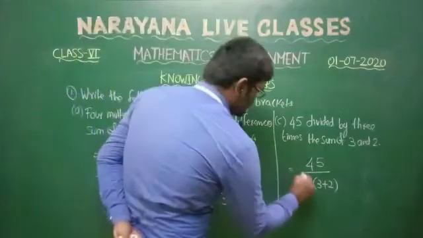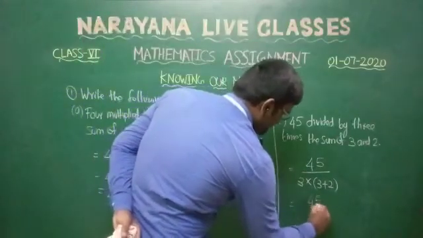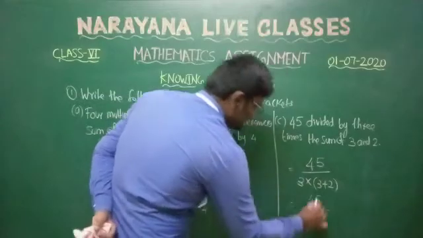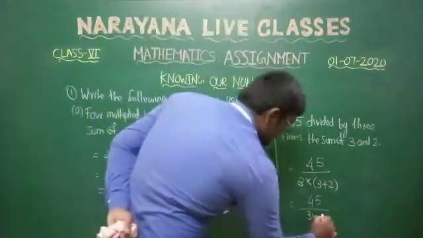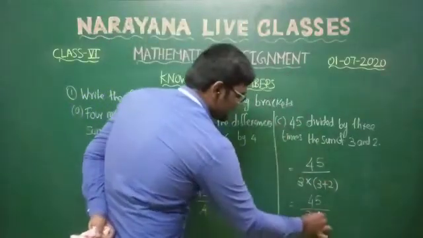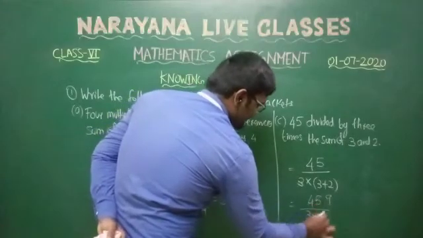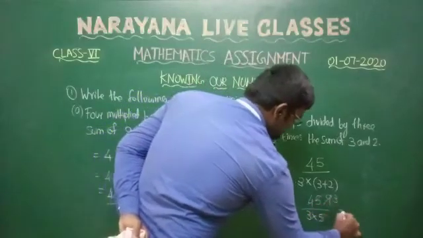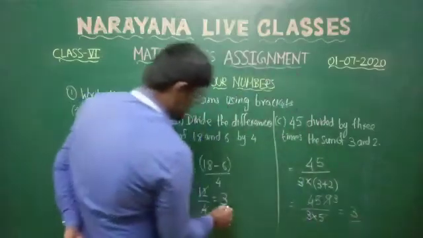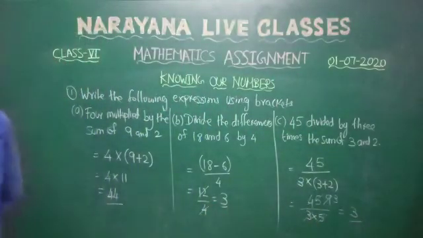And here also, 45 by, first you solve the bracket, 3 into 3 plus 2, it is 5. Okay, we can cancel students, 5 nines are 45, 3 threes are 9. So here also the answer is 3. Now, is it clear students?